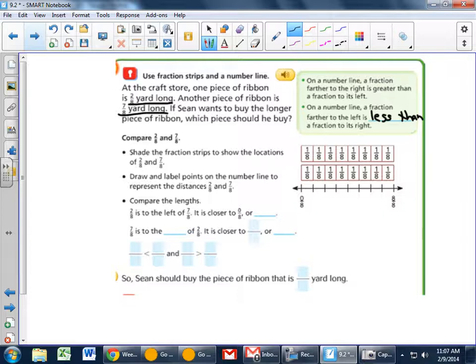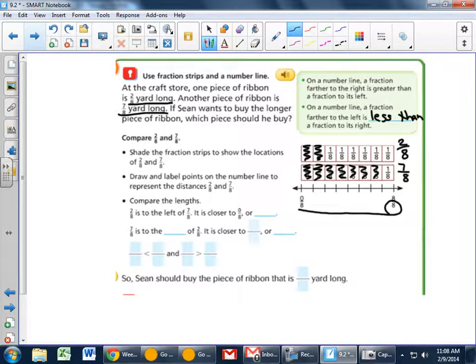So I'm going to start with my first number, which is 2/8. Okay, and then I'm going to color 7 on the next one. 2, 3. Okay, to compare those two. Then it wants us to draw and label points on a number line to represent the distance, 2/8 and 7/8. So they drew the number line and they broke it into 8 total pieces because that was your denominator.